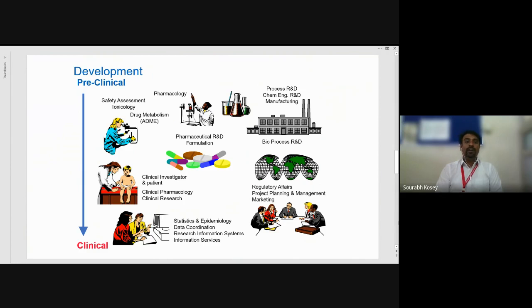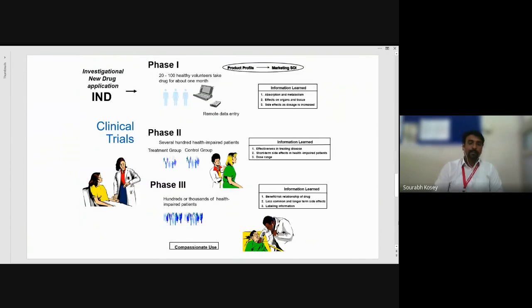Compliance with the regulatory authority part works under project planning and management marketing. So in a nutshell, when a drug is within the animal studies, we apply for the investigational new drug application, whereas in phase 1 we take some 20 to 100 volunteers, give the drug for say 1 month, then the data entry is there.